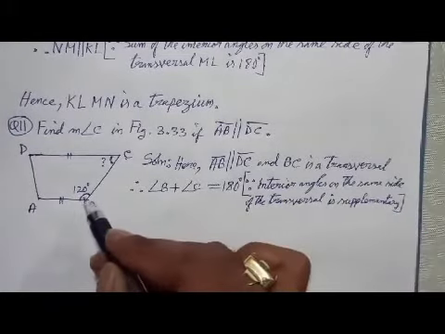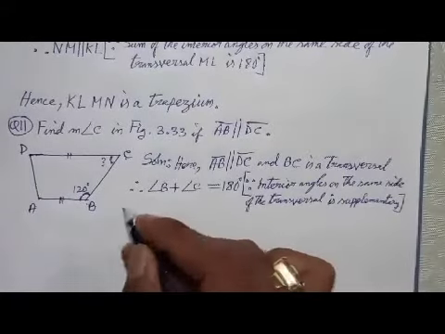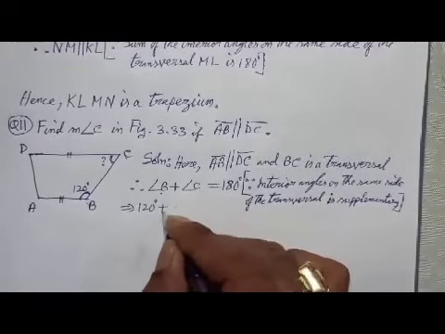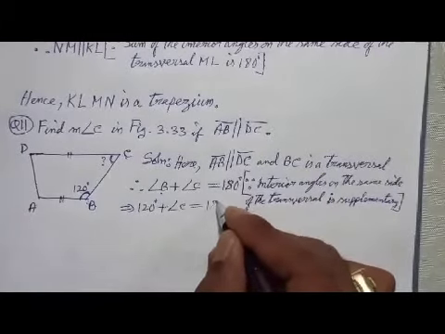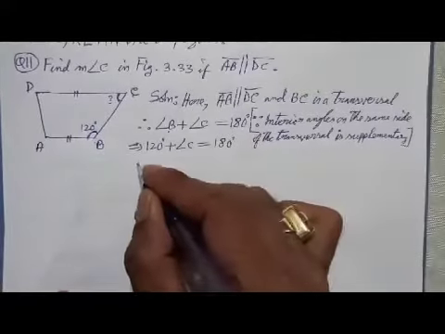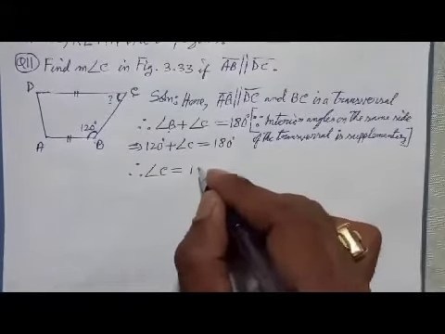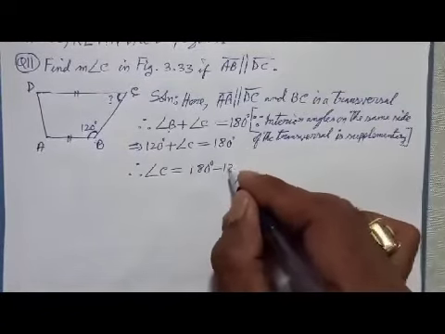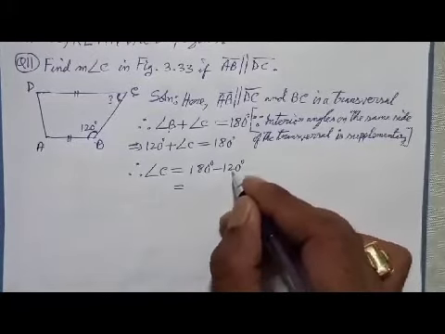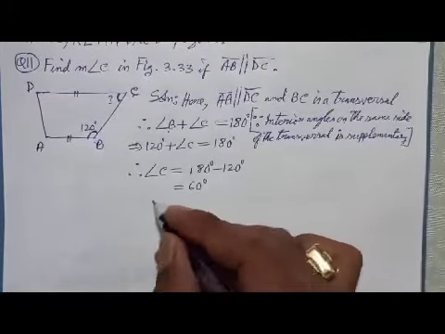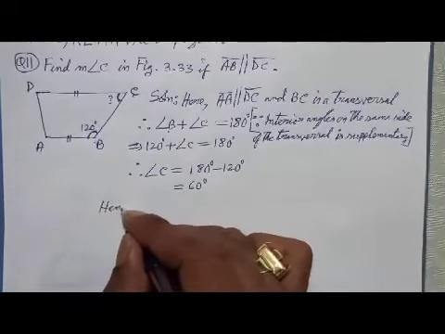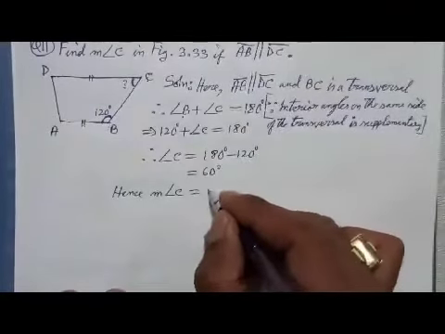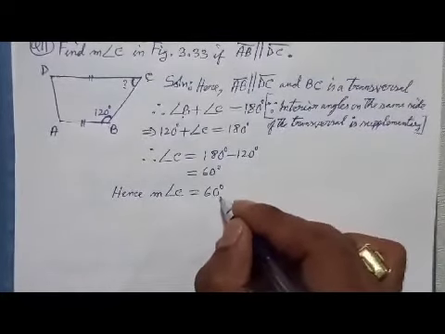Because of that reason, angle B and angle C, the total must be 180 degrees. Here angle B is 120 degrees, so 120 degrees plus angle C is equal to 180 degrees. Therefore, angle C is equal to 180 degrees, and transposing 120 to the other side with a minus sign, 180 minus 120 gives us 60 degrees. So, hence, the measure of angle C is 60 degrees. Here, this question is over.